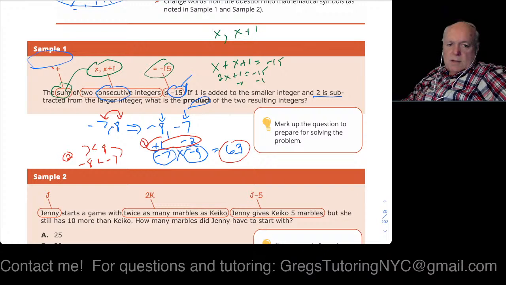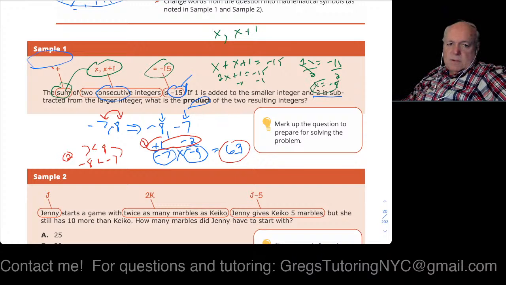So we get 2x is equal to minus 16. Divide 2 into both sides. What we do to one side, we do to the other. So we get x is equal to minus 8. So x is minus 8.